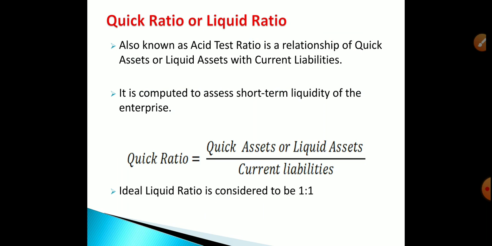Okay, next moving on to quick ratio or liquid ratio, also known as acid test ratio, which is a relationship of quick assets or liquid assets with current liability. It is computed to assess the short-term liquidity of the enterprise. That means how quickly the firm can generate cash and cash equivalents. Next, the formula for quick ratio is quick assets or liquid assets divided by current liabilities. The ideal liquid ratio is 1 is to 1.